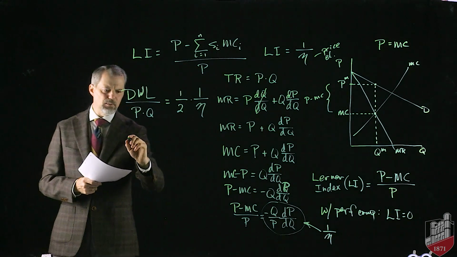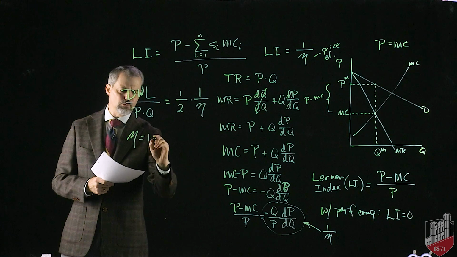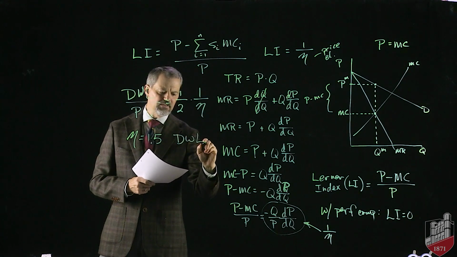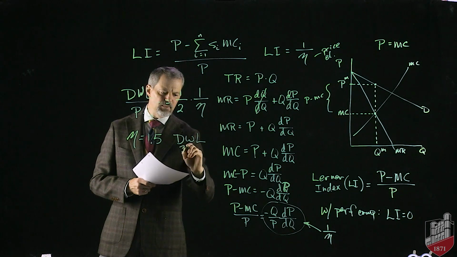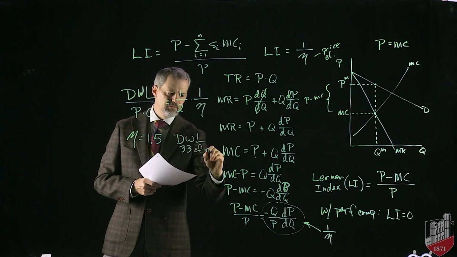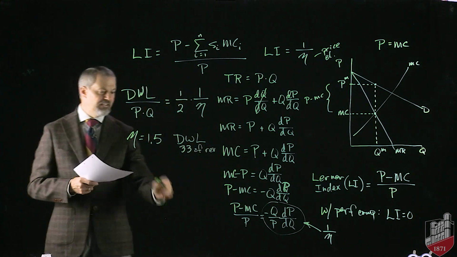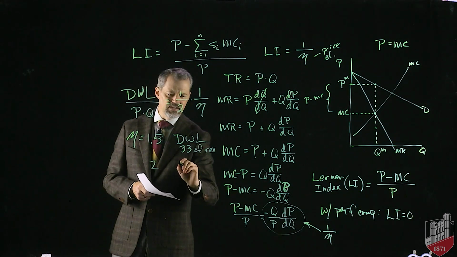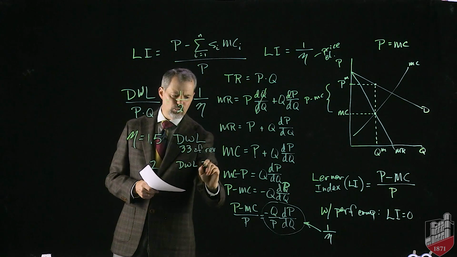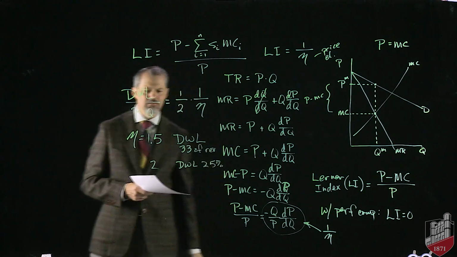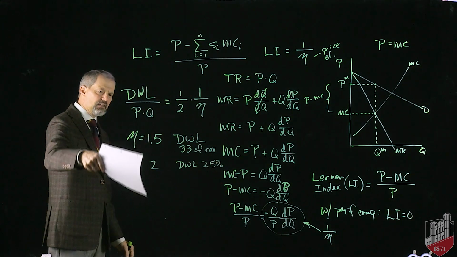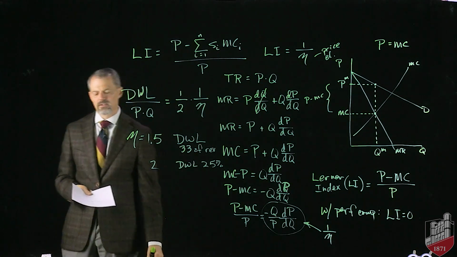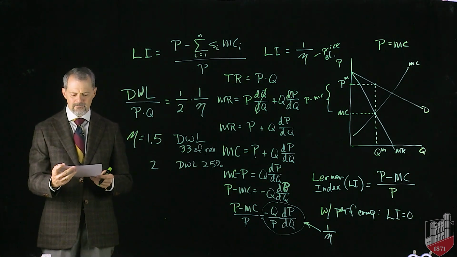If, for example, the elasticity of demand is equal to 1.5, then that tells us that the deadweight loss is about 33% of revenue. If the elasticity of demand was 2, then the deadweight loss is about 25% of revenue. So the bigger that elasticity is getting, the smaller that percentage of deadweight loss is getting.